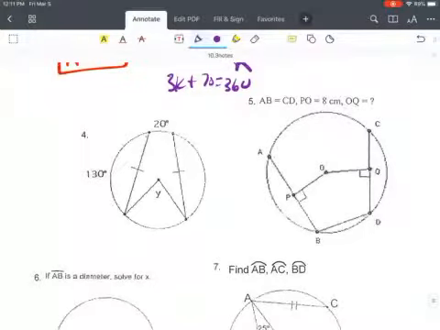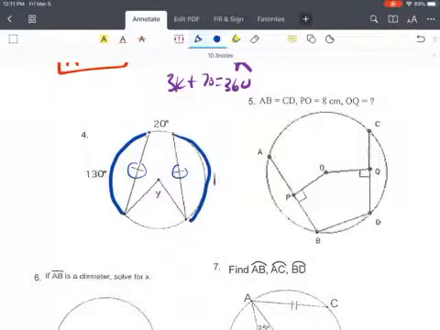For number 4, I have congruent chords, so those 2 arcs have to be congruent, so those are each 130. And I have 3 of the 4 arcs, so I can find the missing arc by subtracting from 360, and I get 80. And a central angle is always equal to its arc, so y is equal to 80 as well.